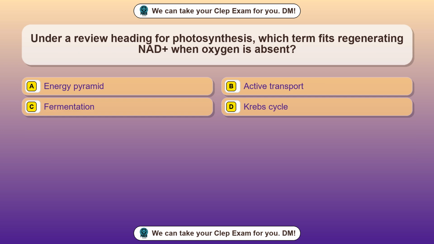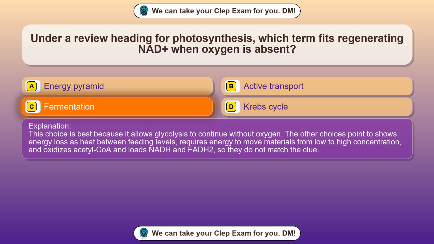Question 30. Under a review heading for photosynthesis, which term fits regenerating NAD+ when oxygen is absent? Option A, energy pyramid. Option B, active transport. Option C, fermentation. Option D, Krebs cycle. The correct answer is option C, fermentation.